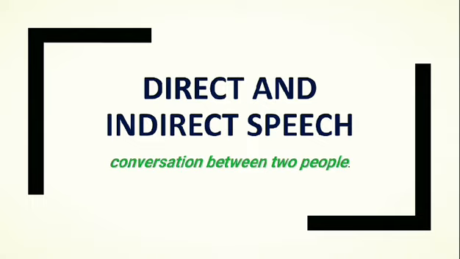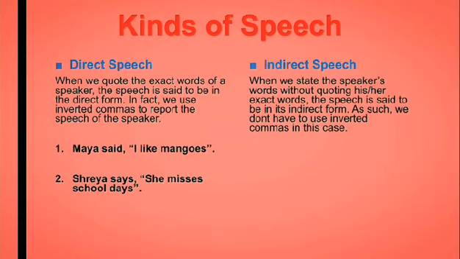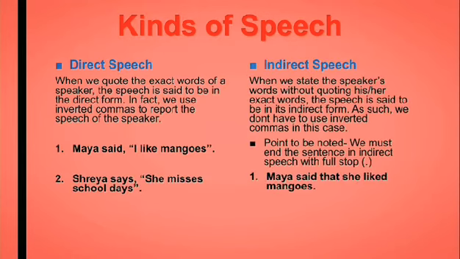So, as you know, we have already started this topic, direct and indirect speech. First of all, we have known that this is a form of conversation between two or more people. In this topic, we have already seen how many kinds of speech there are, what direct speech and indirect speech are, and we have also seen the definitions and the examples.